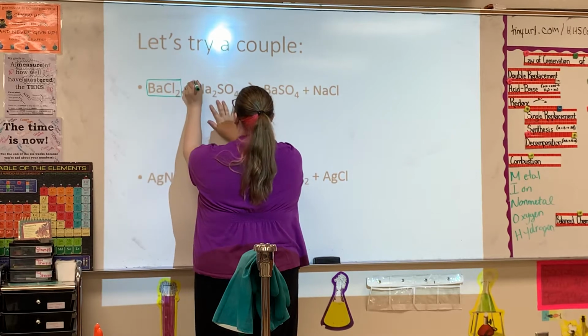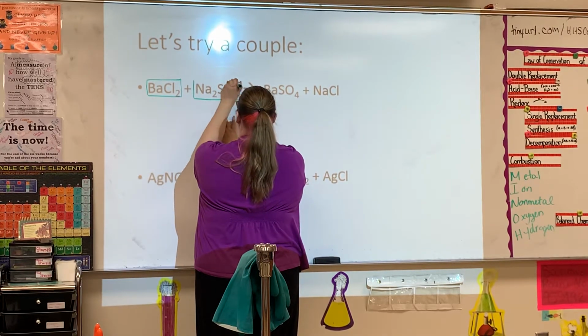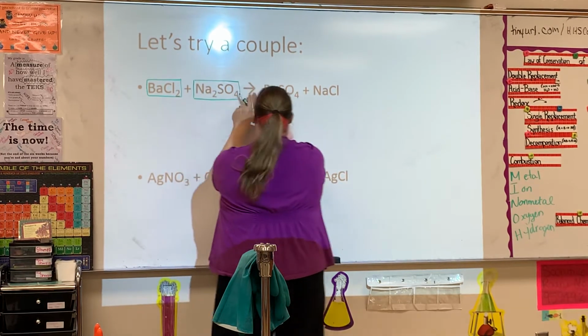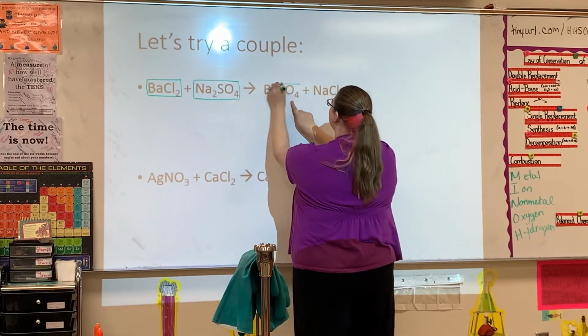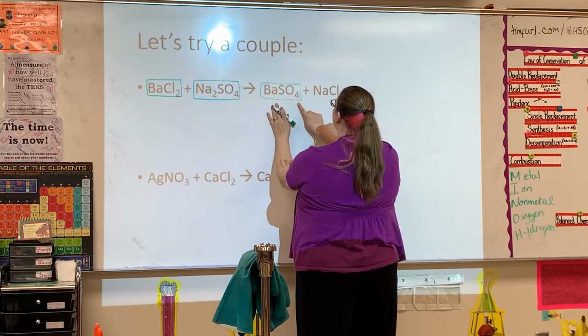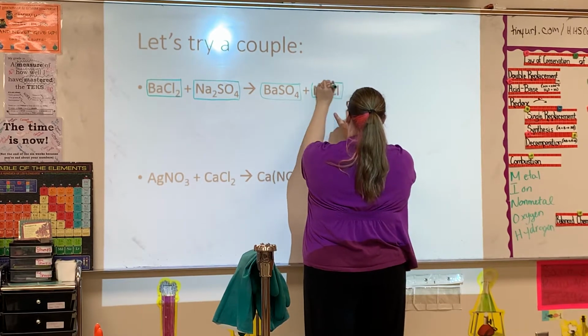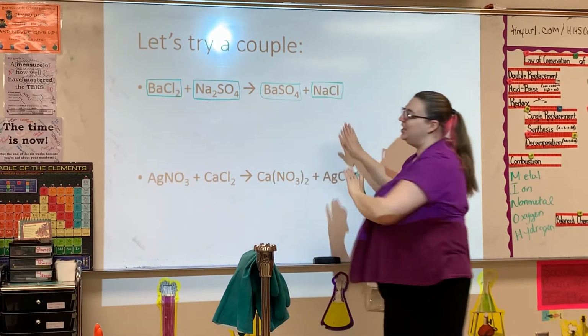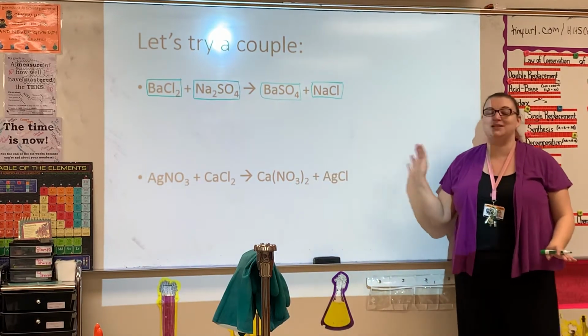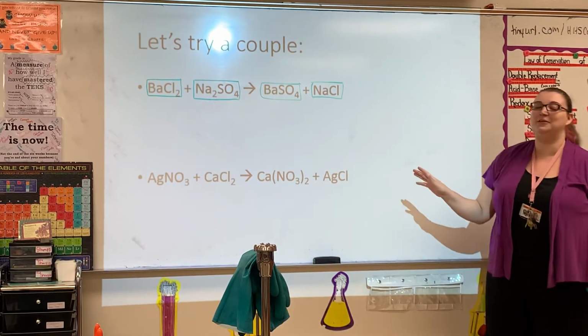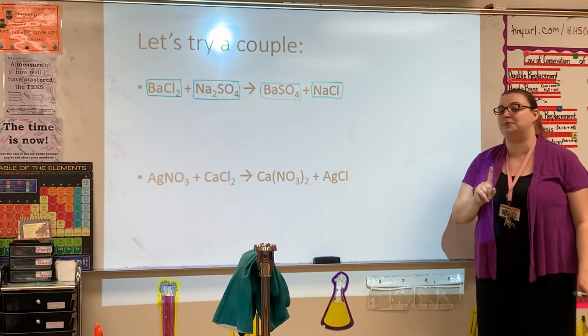Skip the plus sign. Box around Na2SO4, can't touch this. Skip the arrow. Box around BaSO4, can't touch this. Skip the plus. Box around NaCl. Can't touch this. So nothing inside those boxes can change. Everything in those boxes has to stay the same because those are the correct formulas.